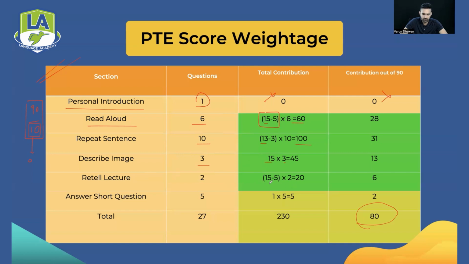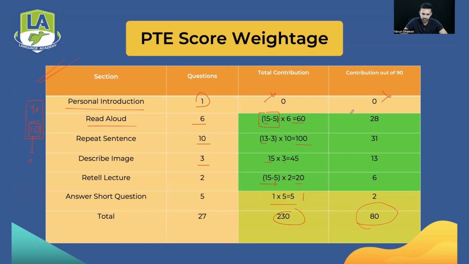Retell lecture, you get 15 points from one retell lecture. 10 points go into speaking and 5 points go into your listening. That's why 15 minus 5. 15 are the total points, minus 5 means points which are going to your listening module. Remaining are 10 points, into 2, 20. Answer short question, you get 1 point each. Let's say you've got 5 answer short questions, you get 5 points. This is the total, right?